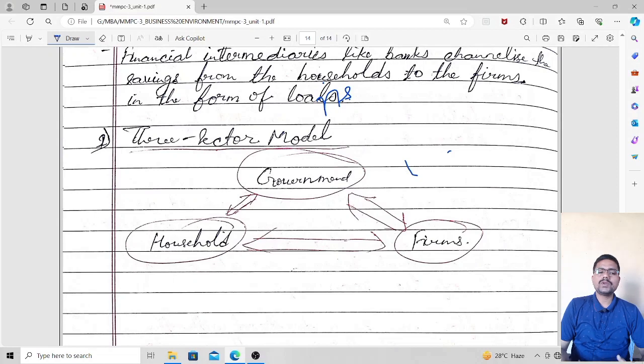In the same way, if we talk about the four sector model, then in that case banks can also be included. If we include banks here, then it becomes four sector. So it depends on us how many sectors we include in the circular flow model, and on that basis we can explain how economic activities occur.